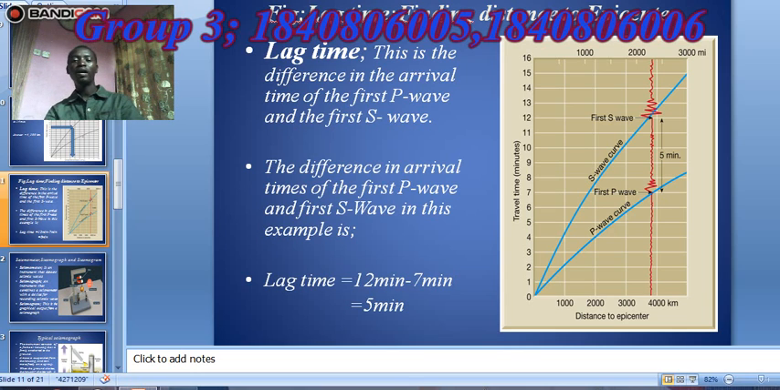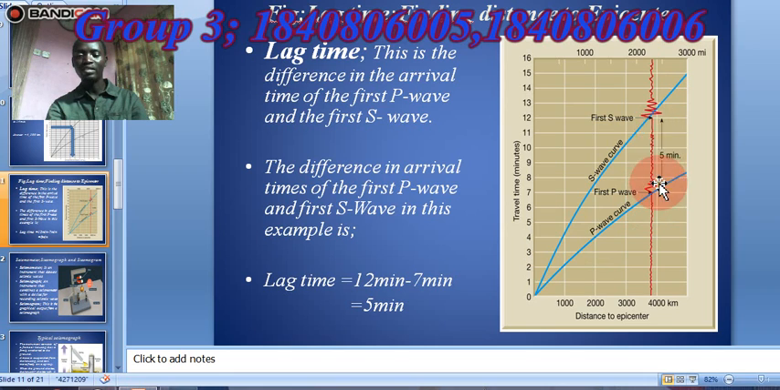Apart from that, we have lag time, and lag time is nothing but the difference in the time of arrival of the first P wave and the first S wave. We care about these waves because they enable us to make our analysis. So here is an example. We have two curves as usual, the P wave curve, which is the first event, and the second event.